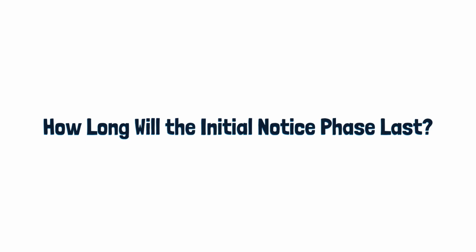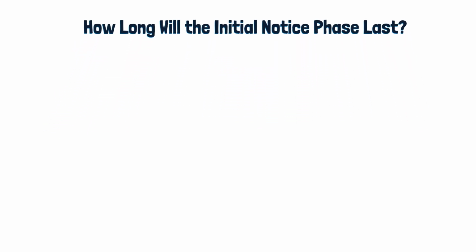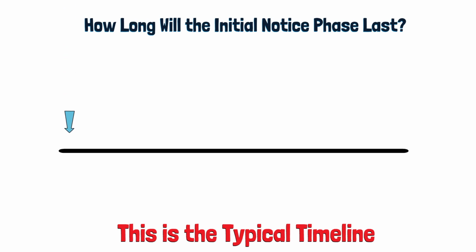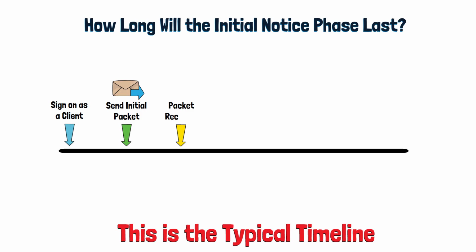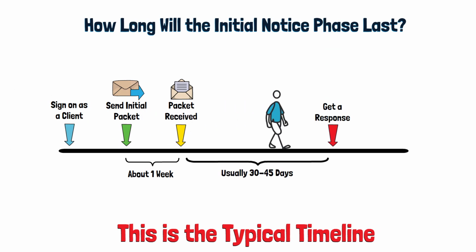So, how long will this process usually take? Generally, we send out our initial packet of documents as soon as possible after a person signs with us and becomes a client. Then, once we send out the initial packet, the other side will usually receive it within a week. After that, we will typically receive a response within 30 to 45 days.